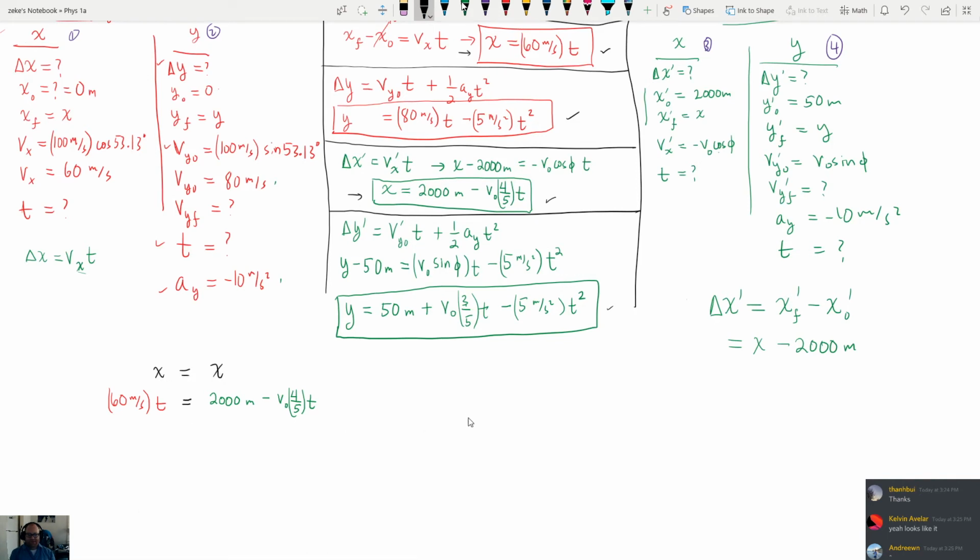Certainly a true statement that x is equal to x. And next we will do the y equal to y equation, which will be this whole equation right here. Copy, paste. This also helps to save my hand from cramping too much.